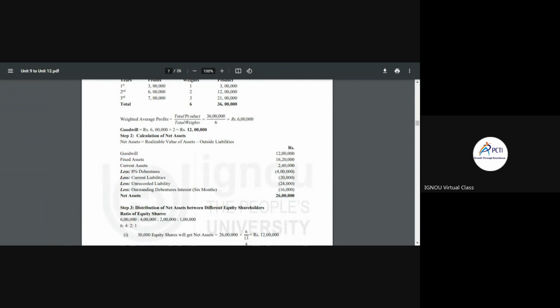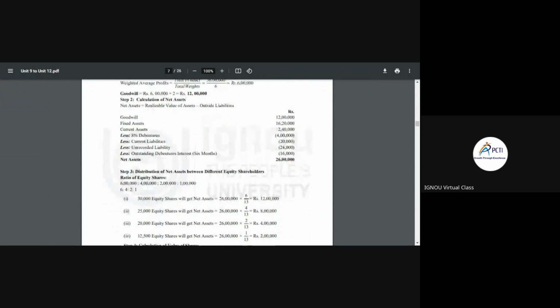So we have step 2, calculation of net asset. Net asset is equal to realizable value of asset minus outside liability. So we have goodwill of rupees 12 lakh, fixed asset 16 lakh 20,000, current asset 2 lakh 40,000. Then we deduct 8% debentures 4 lakh, deduct current liabilities 20,000, deduct unrecorded liability 24,000, deduct outstanding debenture interest for 6 months 16,000, and then we have the net asset 26 lakh.